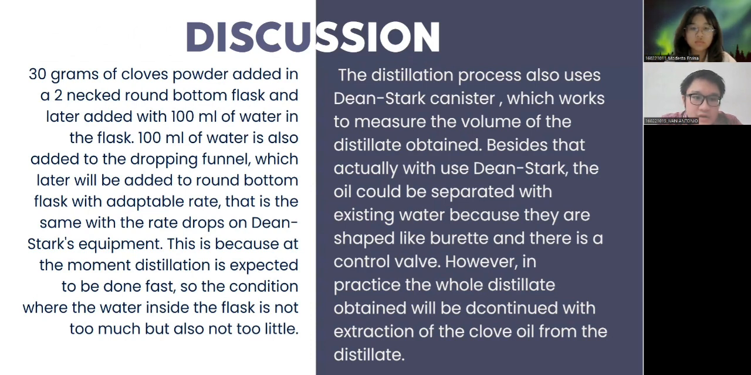This is because the distillation must be done fast, so the condition is that the water inside the flask is not too much but also not too little. The distillation process also uses a Dean-Stark trap, which serves to measure the volume of the distillate. Besides that, with the use of the trap, the oil can be separated from the existing water because it is shaped like a burette and has a control valve. However, in practice, the whole distillate will be continued with the extraction of the clove oil from the distillate.